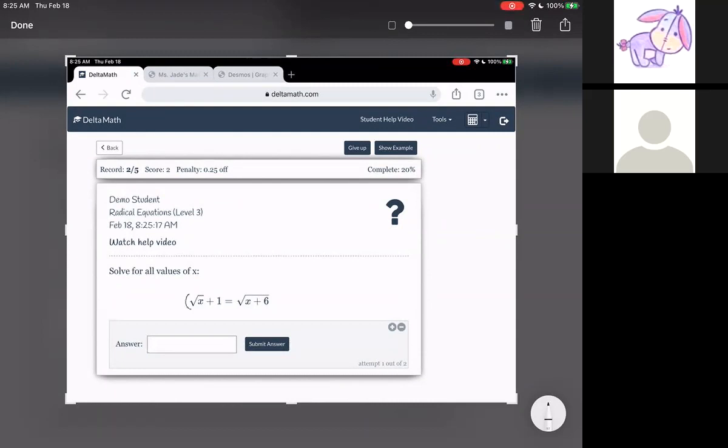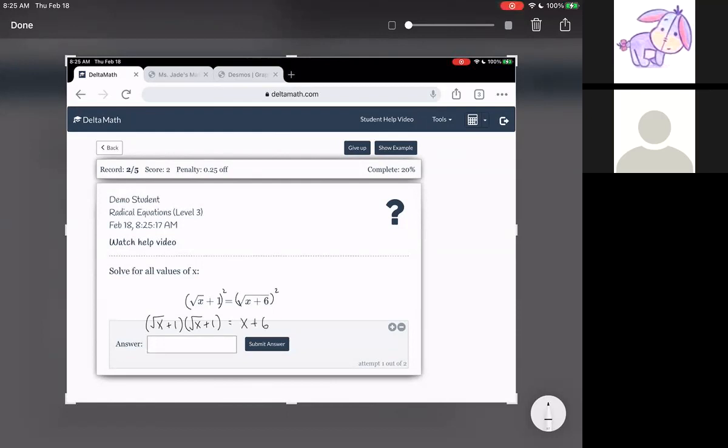Okay, so our first step is to square and square. So we're squaring everything, squaring both sides. So let me expand out this one. And then the other side is square root of x plus 6 squared. So the square root and the squared cancel out, leaving us with just x plus 6.